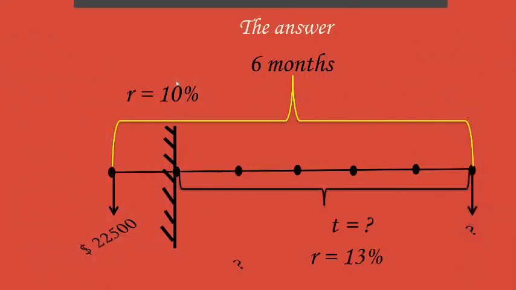We can show that from the time diagram. We will start with B, 22,500. After 6 months, we can get S with 10%. Before 5 months from the end, or after 1 month from the beginning, we need to get the present value with 13% as the interest rate.